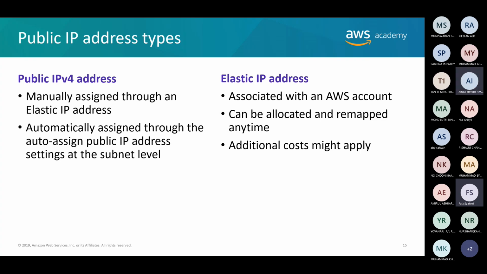So for an elastic IP address, it is associated with an AWS account, can be allocated and removed anytime, and additional cost might apply. So we can assign a public IPv4 address to an instance. At the subnet level we can also assign public IPv4, but when an instance or server is no longer needed and we shut it down, that public IPv4 goes back to the pool.